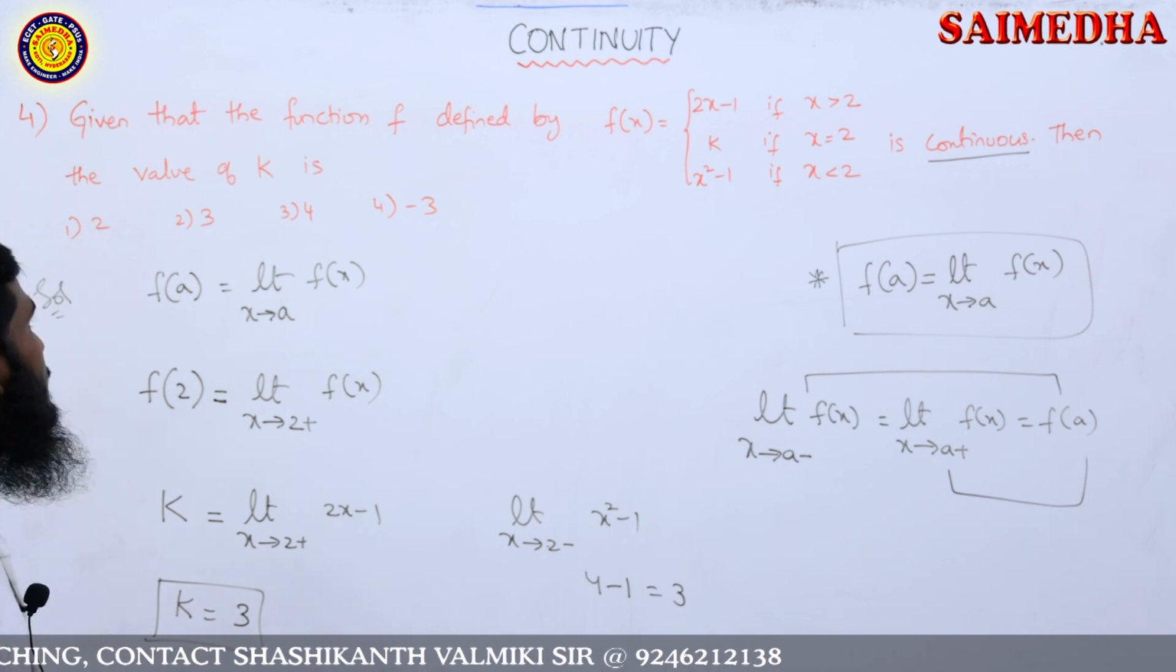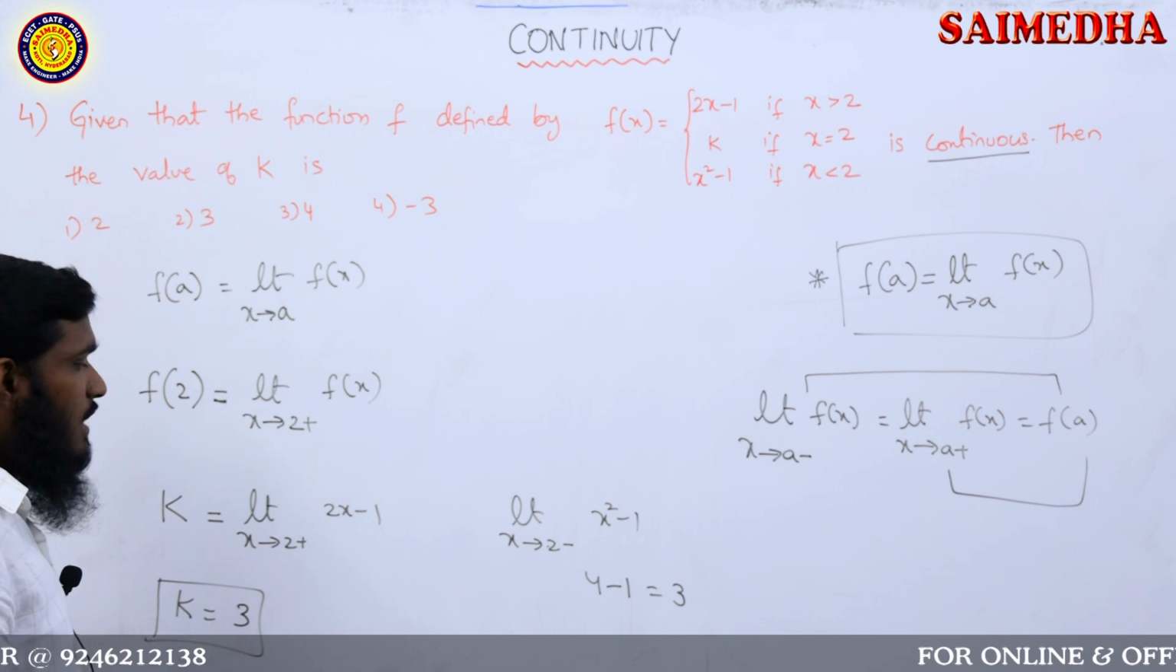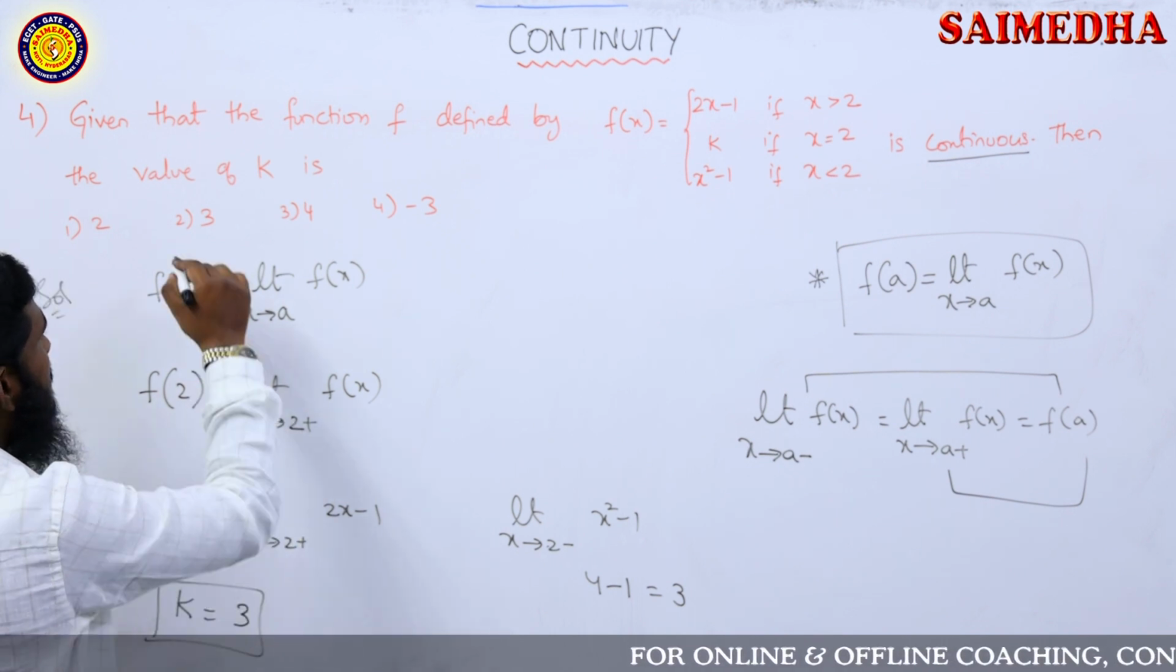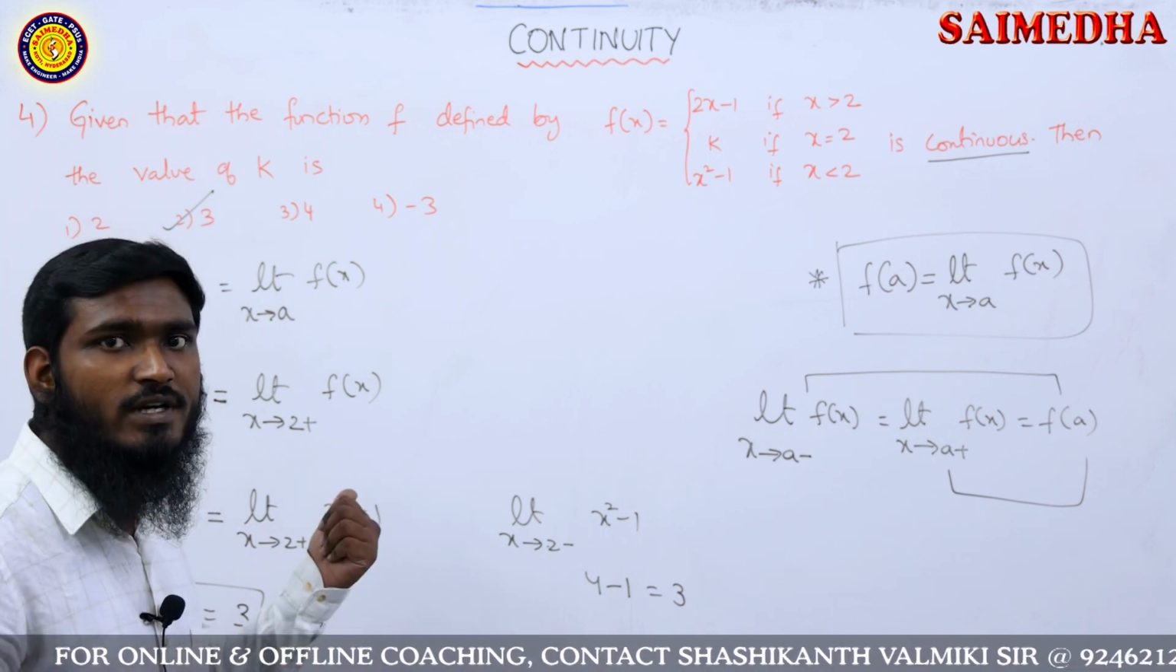Understood? Now let us see the options over here. 2, 3, 4, minus 3 is given. Okay, so as per our answer, let us go with option 2. k value equals 3. Now pause the video, note it down.